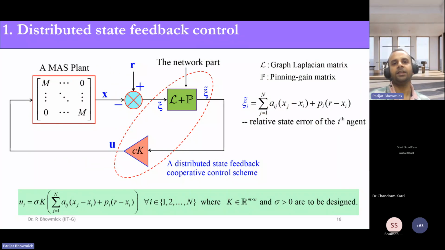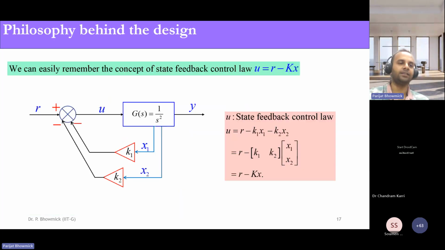Then I also explained the distributed state feedback control protocol, where you have the multi-agent plant. The green box represents the network part, okay, and in the feedback path we are using this cK, where the c, or you can read it as sigma, I'm sorry for the typo, is the tuning parameter. It's simply a positive scalar, and K is the main component, the state feedback matrix that we have to design. Okay. This also has a direct resemblance with the classical feedback control we discussed, that is, in the classical or even the classical modern control scheme, we read it as the state feedback control law u equals r minus Kx, where K is the state feedback gain matrix and x is the vector which contains the states.